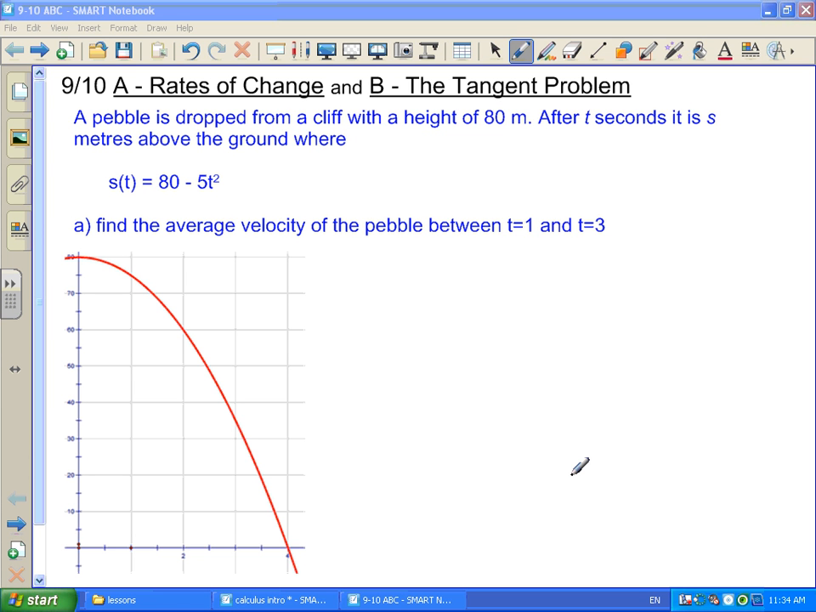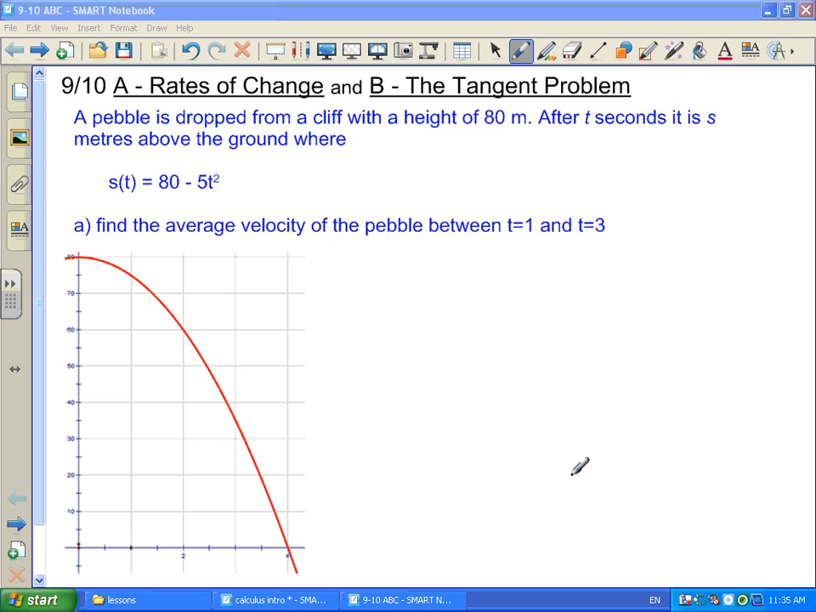So we've got a situation. A pebble is dropped from a cliff with a height of 80 meters. That's the height of the cliff. And after t seconds, it is s meters above the ground, where they give us a function that tells us the relationship between the height above the ground, s, as a function of t. So s as a function of t is 80 minus 5t squared.